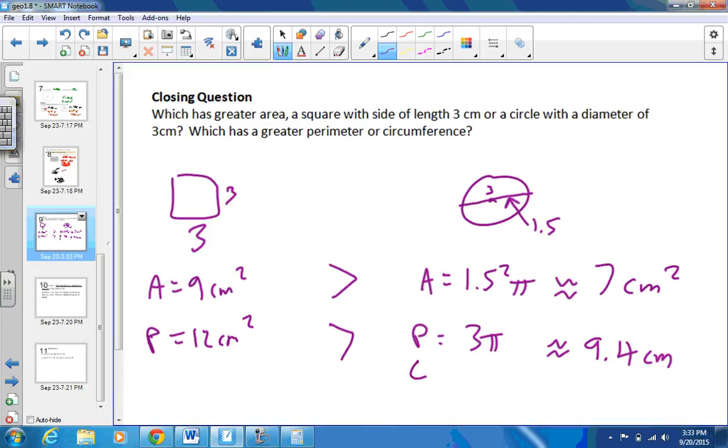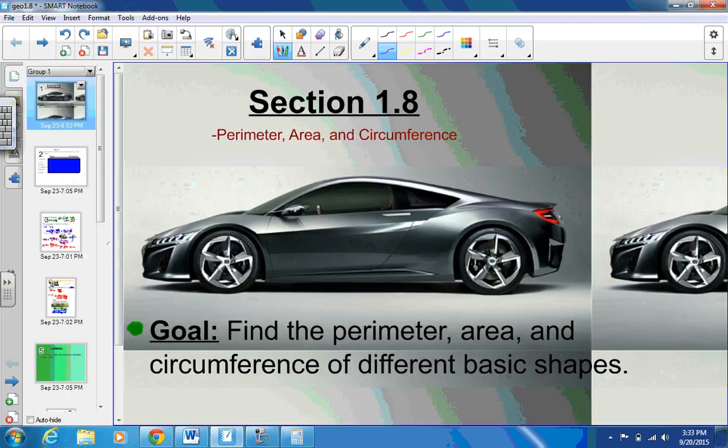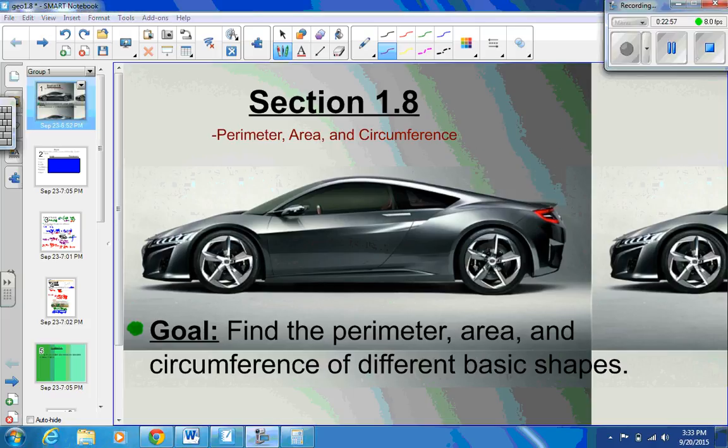Alright, but that is working with both area, perimeter, and circumference here. I hope this made sense for you. It was meant to be a good review. Make sure you are ready for this and can excel with finding perimeter, area, and circumference of basic shapes. Alright, we'll talk to you next time.